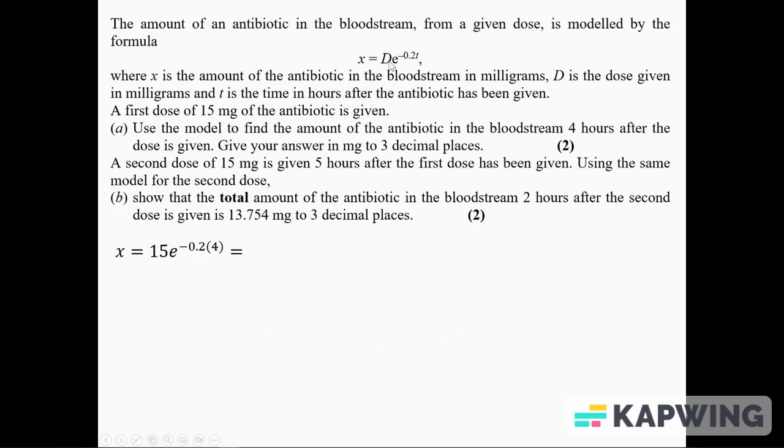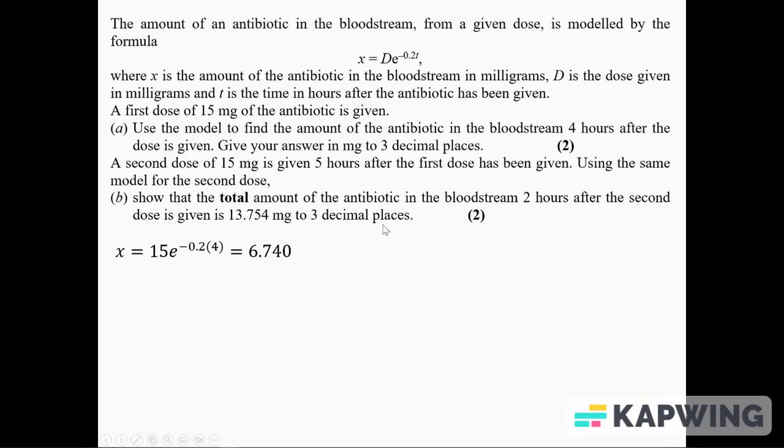So in our formula, the D represents the initial dose, so that's 15. The T is the time, which is 4 hours, it says. So we just do 15e to the minus 0.8, and you should get 6.740 to 3 decimal places.